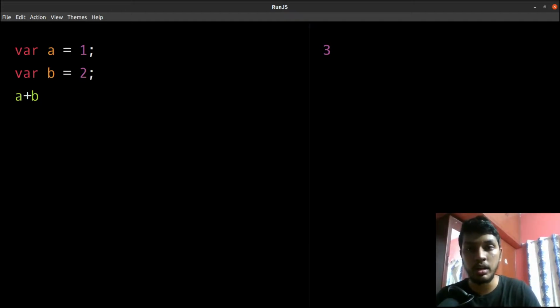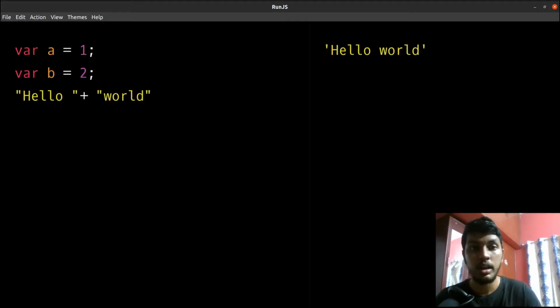The addition operator can also be used to add strings. Let's just say "hello" plus "world". It returns "hello world".